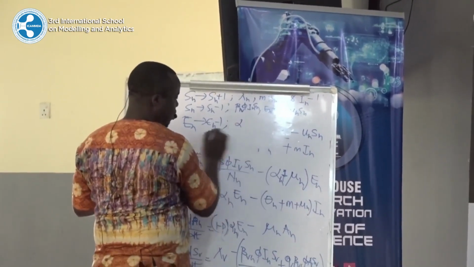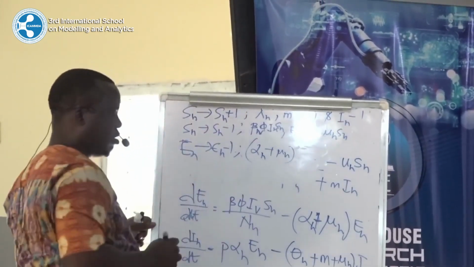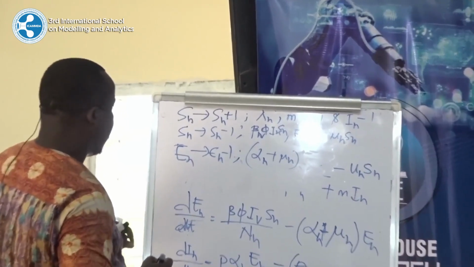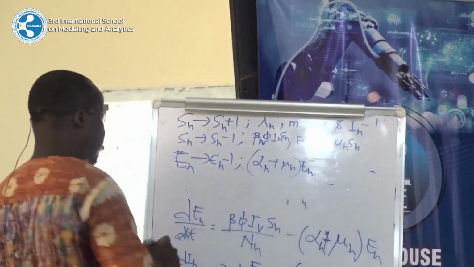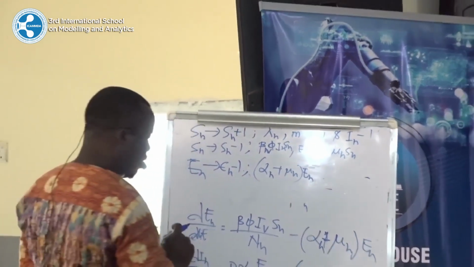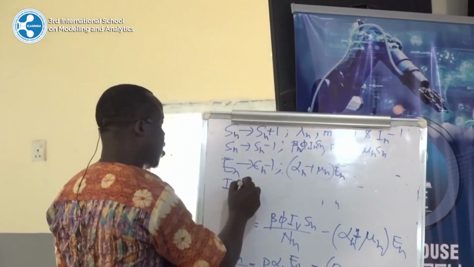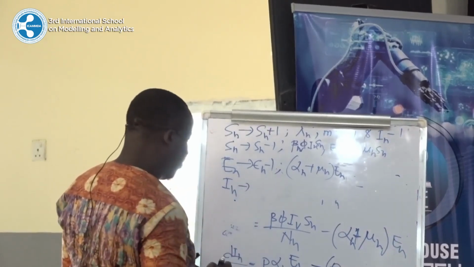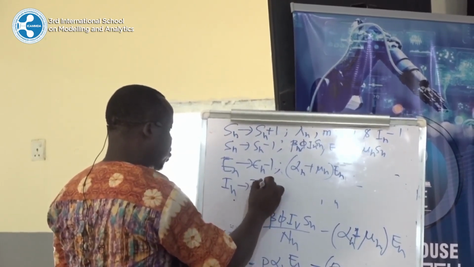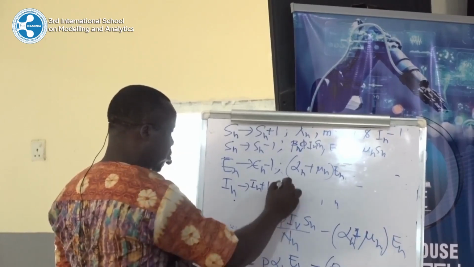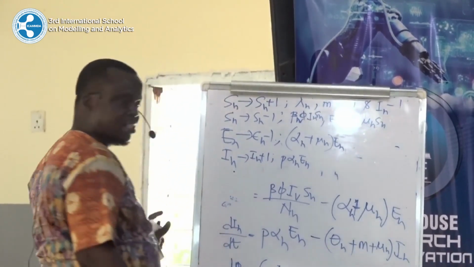Which is alpha H plus mu H, at that rate. That's the events. Yes, so then IH is as IH plus 1, alpha H EH, right? That's the only addition.